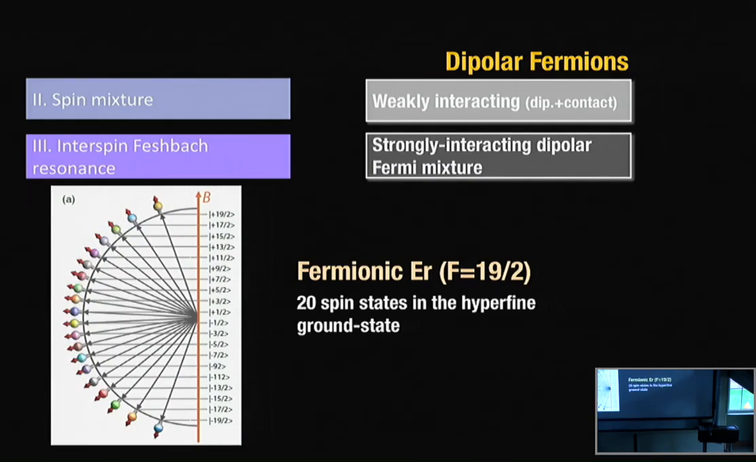And now you can play around and ask yourself, okay, can I populate just one single spin state? Can I do mixtures? So this is all a new playground for us in the experiment. In the first set of measurements, which I will show you, I will just focus on the two lowest spin states, the absolute Zeeman ground state and the next one. And I created a two-spin-state mixture.